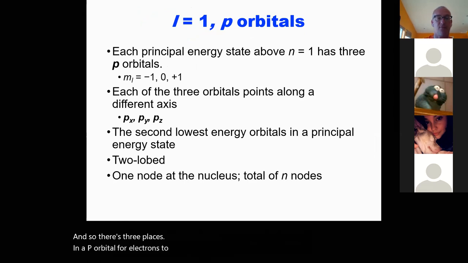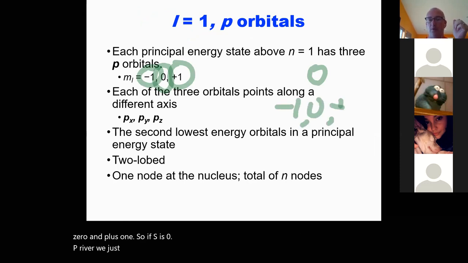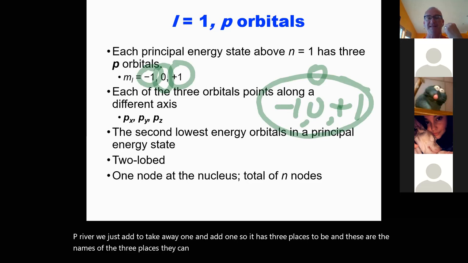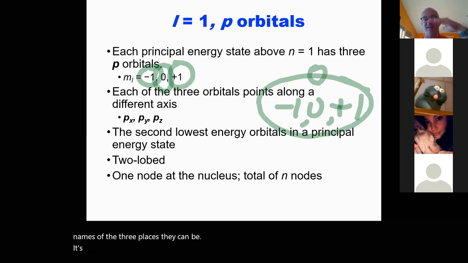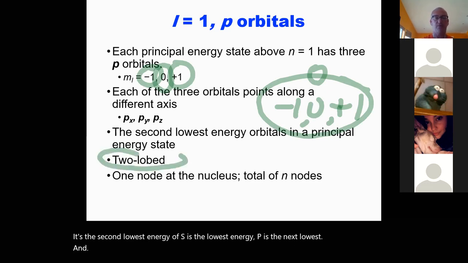And so there's three places in a P orbital for electrons to be. We sort of mentioned that before. And we just called them minus one, zero, and plus one. So if S is zero, for P, remember, we take away one and add one. So it has three places to be. And these are the names of the three places they can be. It's the second lowest energy. If S is the lowest energy, P is the next lowest. And it has two lobes. I'll show you what that looks like.